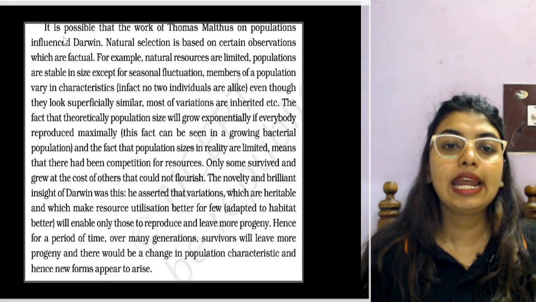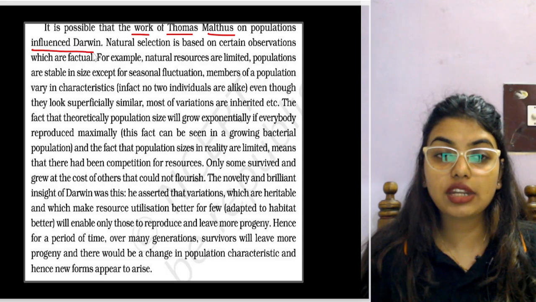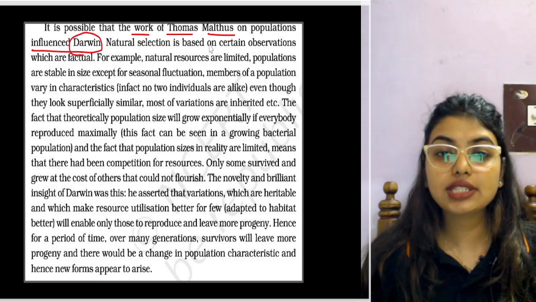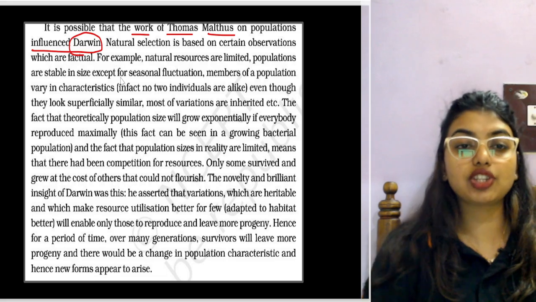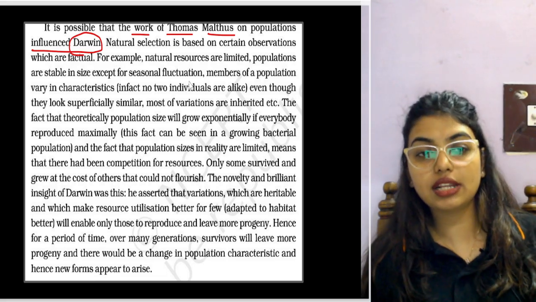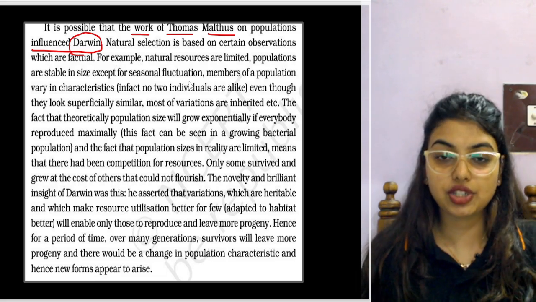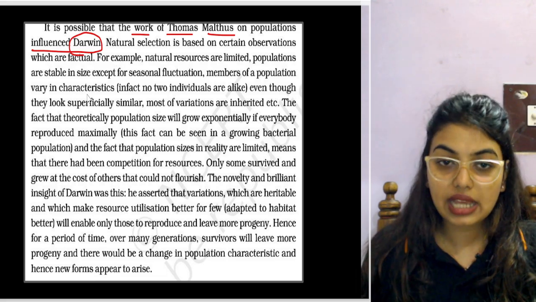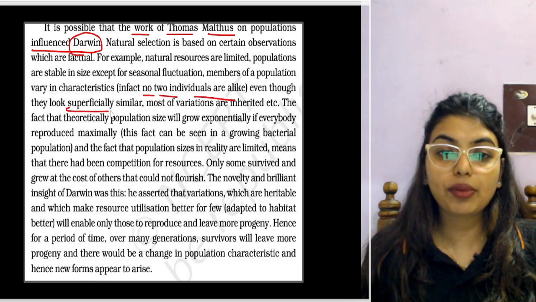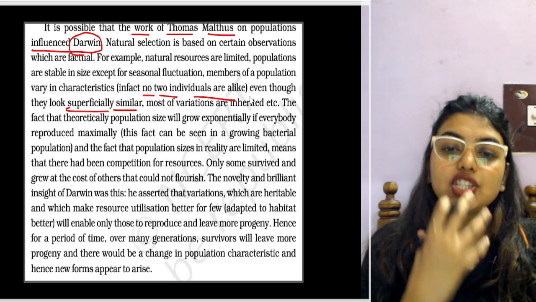So look here. It is possible that the work of Thomas Malthus on population influenced Darwin as well as Alfred Wallace. Natural selection is based on certain observations which are factual. For example, natural resources are limited, but populations are stable in size except for seasonal fluctuation. Members of a population vary in characteristics. That is, in fact, no two individuals are alike, even though they look superficially similar. Most of the variations are inherited. Even in twins, genetics is different.